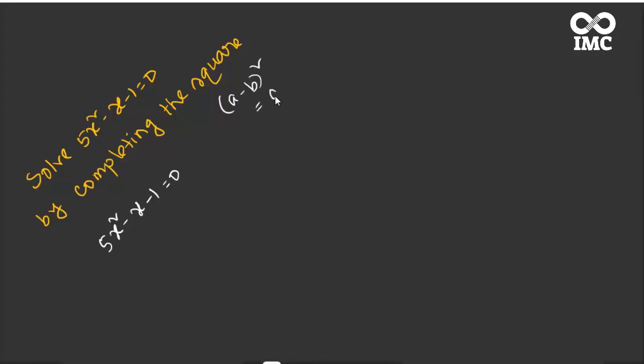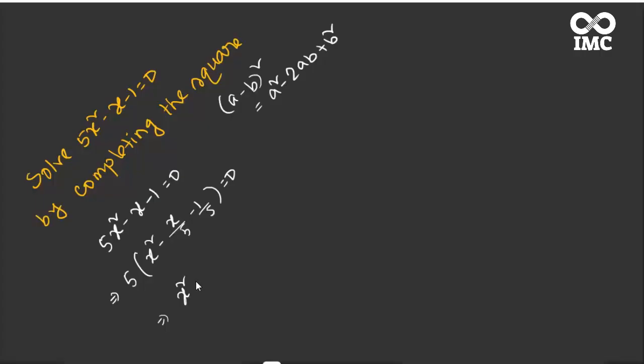(a minus b) whole square equal to a² minus 2ab plus b². We will use this idea to solve this problem. So here we can take 5 as a common factor. If we divide all of these three terms by 5, we will get x² minus x by 5 minus 1 by 5 equal to 0. Now, if I move 5 to the other side, then 0 divided by 5 will be 0.